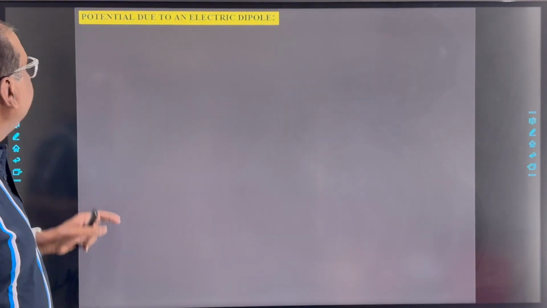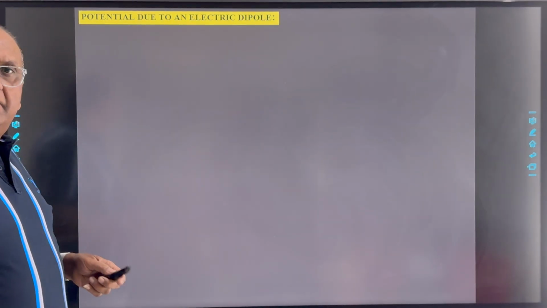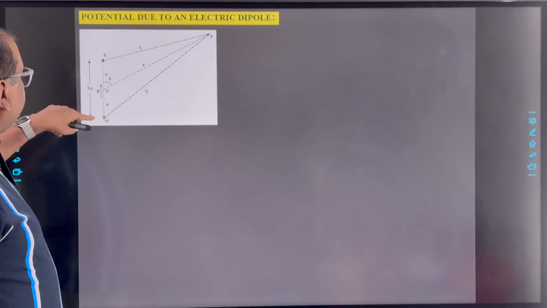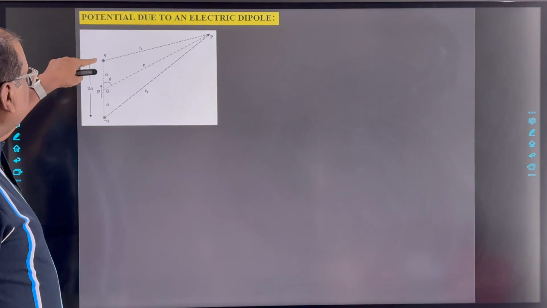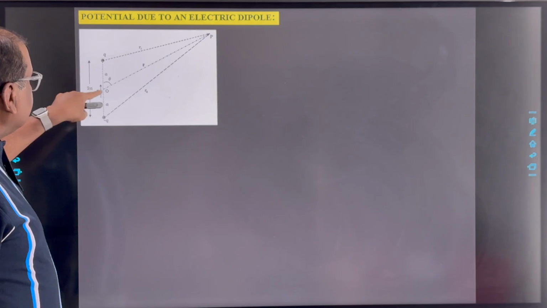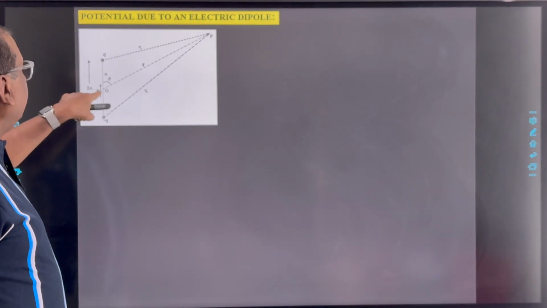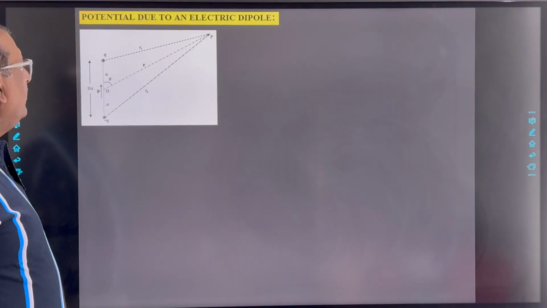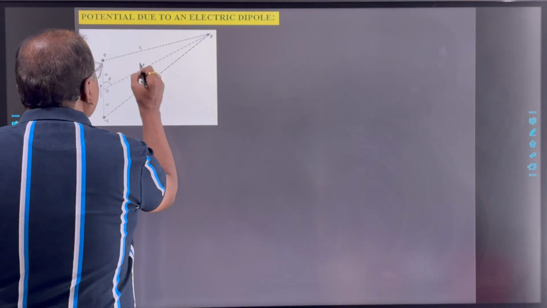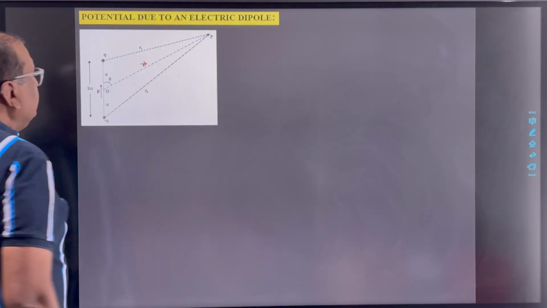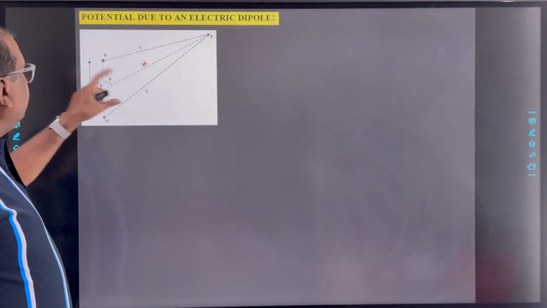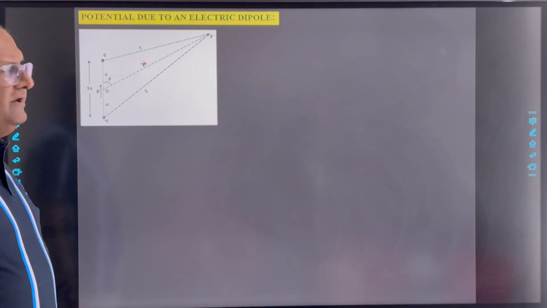Now next topic, potential due to an electric dipole. Now see, suppose we have the electric dipole as shown in the figure. Charges are plus Q and minus Q separated by distance 2A. This is the center of the dipole O, and from the center of the dipole, point P is at position R. Now we want the electric potential of this dipole at point P.